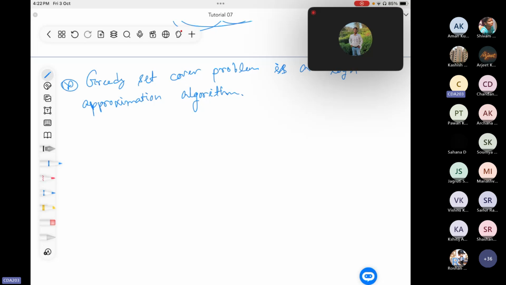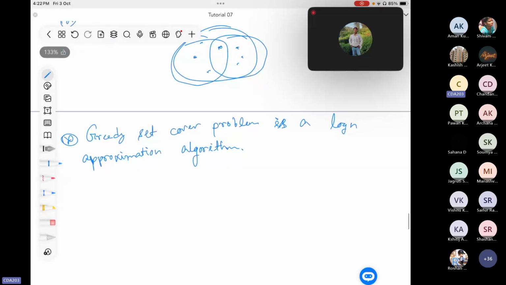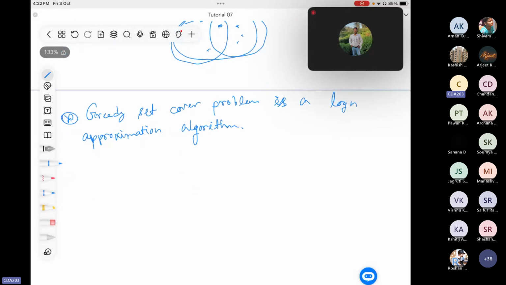It's not a class. It should not be class. Greedy is actually a technique, and the algorithm that we design using the greedy technique is called a greedy algorithm. Okay. Any other question regarding this set cover?